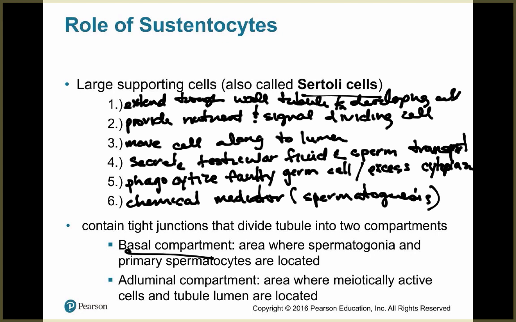You have the basal compartment. This is an area where the spermatogonia and the primary spermatocytes are located. And the adluminal compartment is the area where metabolically active cells and tubulins are located.